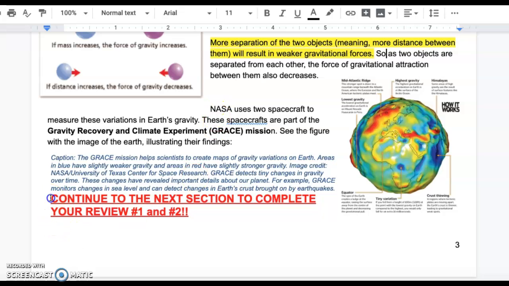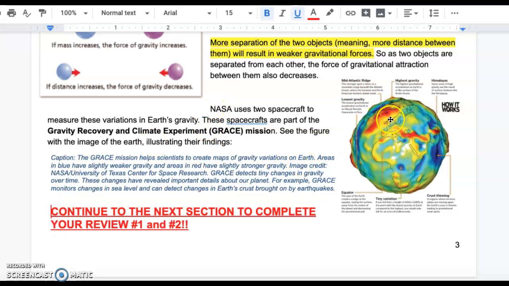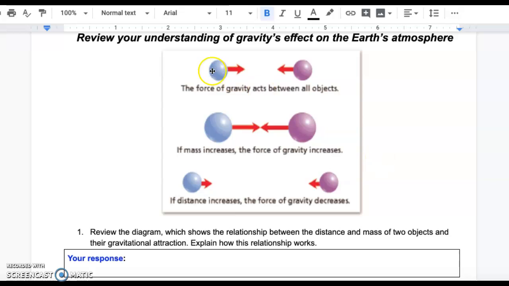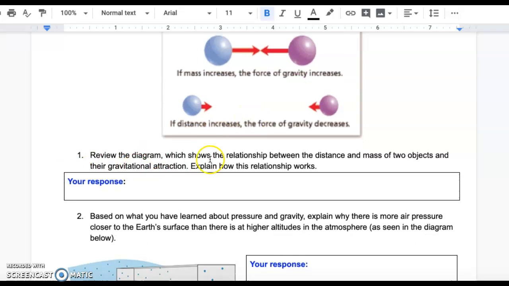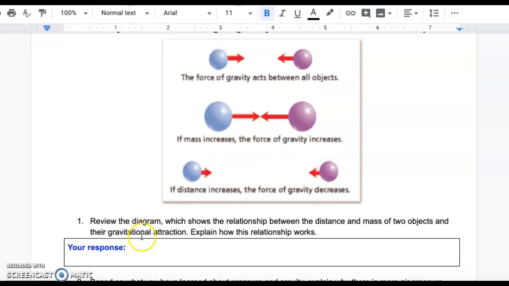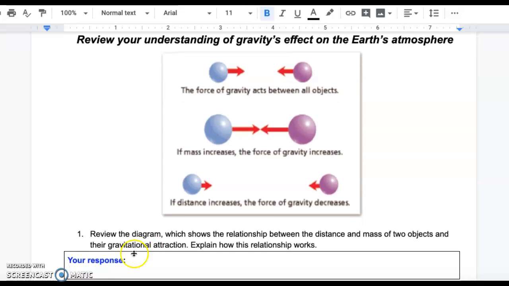And then you can go ahead and read on your own this description about how NASA used two spacecraft to measure these variations in Earth's gravity. Okay, so I'm going to guide you through this last part where you review your understanding of gravity's effect on the Earth's atmosphere. You're basically going to explain what you learned about gravity and how it works between different molecules of different sizes, right? Just like these balls here. So, review the diagram, which shows the relationship between distance and mass of two objects and their gravitational attraction. Explain how this relationship works.